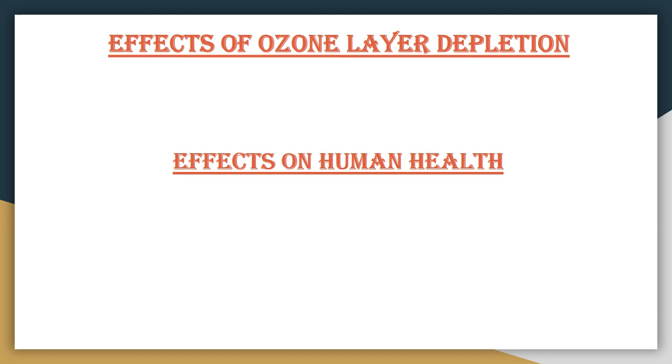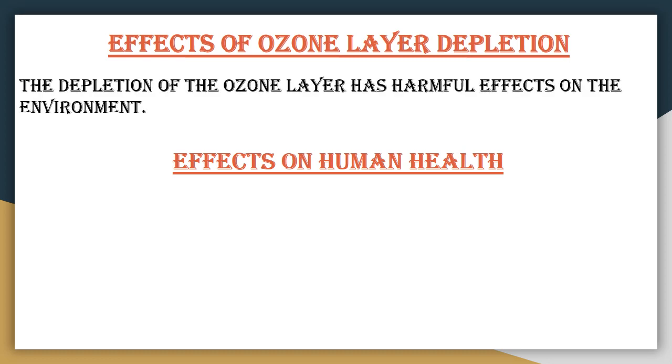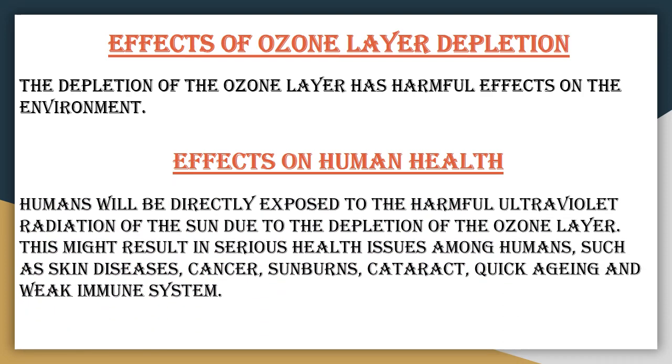So, effects of ozone layer depletion. The depletion of the ozone layer has harmful effects on the environment. Humans will be directly exposed to the harmful UV rays of the sun due to the depletion of the ozone layer. This might result in serious health issues among humans such as skin diseases, cancer, sunburns, cataract, quick aging, and weak immune system.